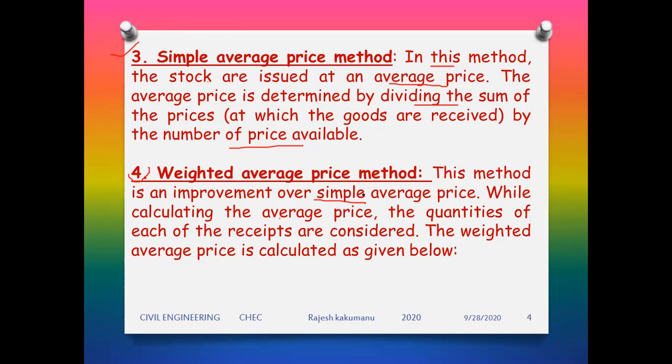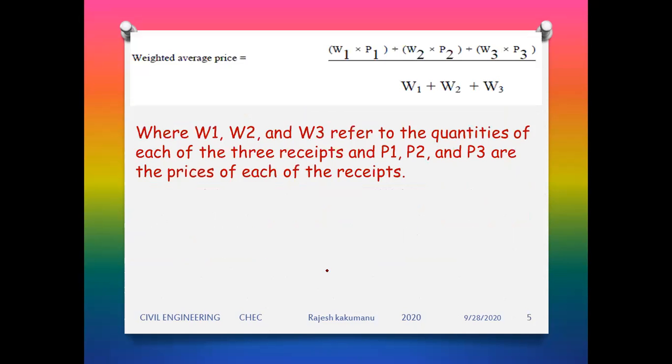In this weighted average price method, this method is an improvement of the simple average method. While calculating the average price, the quantities of each of the receipts are considered. The weighted average price is calculated as below: weighted average price equals W1 into P1 plus W2 into P2 plus W3 into P3, divided by W1 plus W2 plus W3.